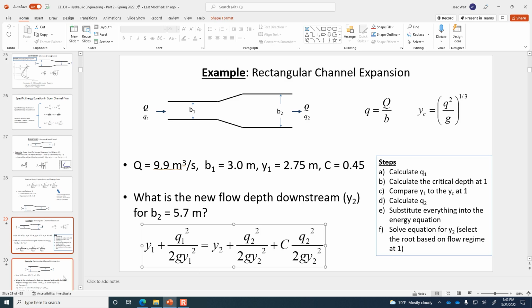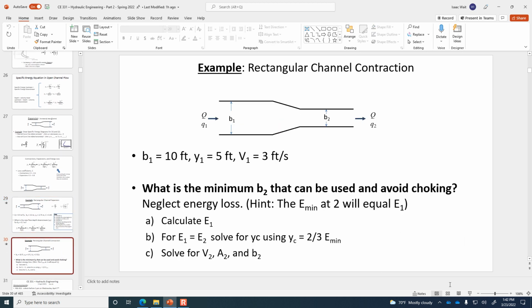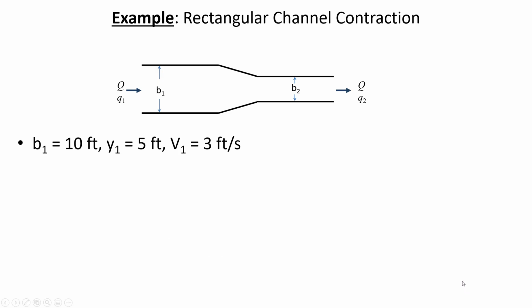So just as one last example, to tie things up, let's look at a channel contraction. It starts with a width of 10 feet, a depth of 5 feet, and the velocity is 3 feet per second. Here, we don't know the flow rate right off the bat, but we can find it pretty easily because the area is 50 square feet and the velocity is 3 feet per second. So of course Q equals VA, and then the lowercase q is the flow rate divided by the width.